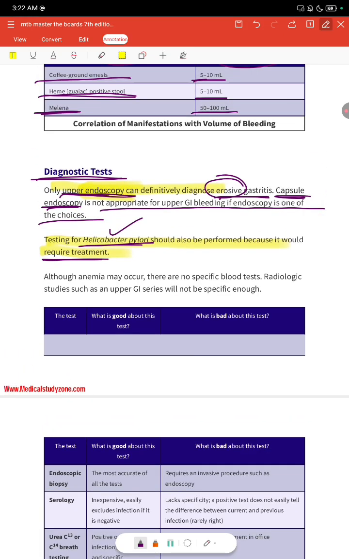Although anemia may occur, there are no specific blood tests. Radiologic studies such as an upper GI series will not be specific enough. So the best diagnostic test is upper endoscopy. It will definitively diagnose erosive gastritis. So anemia may occur. Why does anemia occur in such patients? Because of the blood loss.